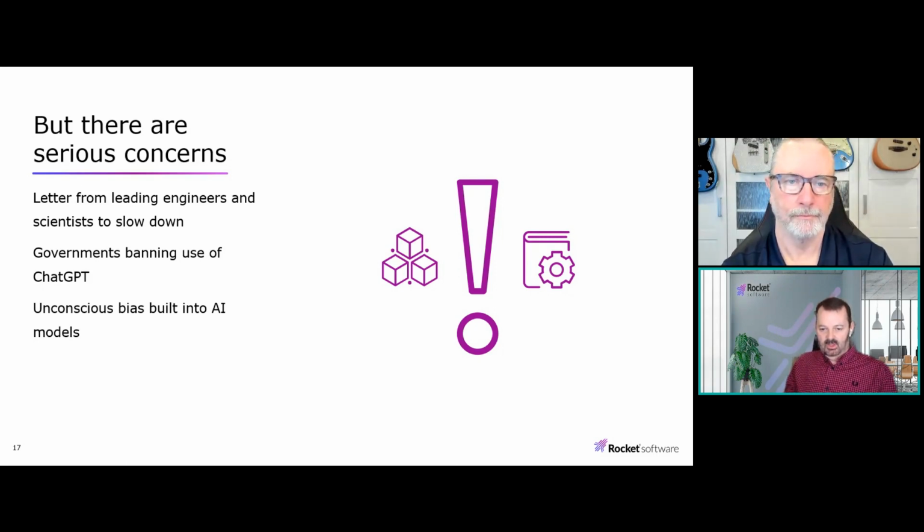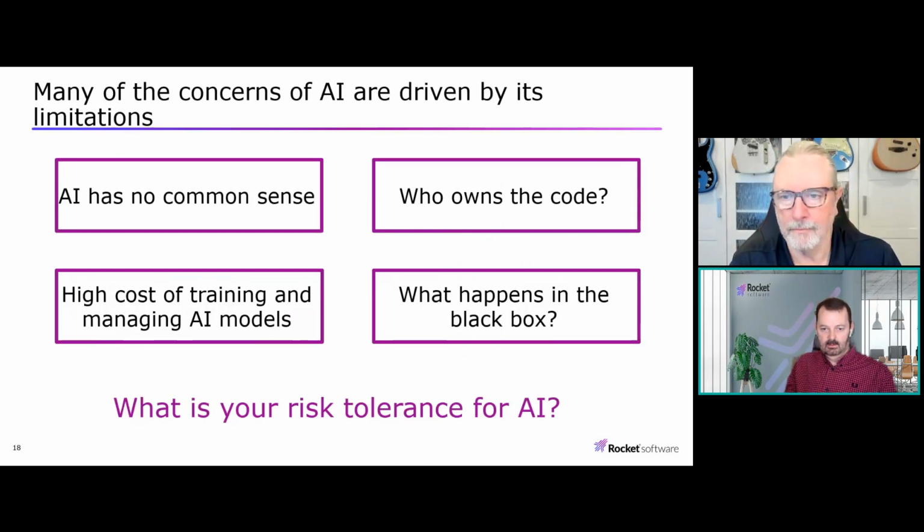AI is the result of huge amounts of data. It's becoming obvious that governance around what data we use to train AI and how we manage that data is essential. And if we're not really careful, we risk a massive PR disaster. Now, most of the concerns towards AI are driven by the limitations of the technology. Specifically, AI has no common sense. It cannot understand the context and meaning, which can lead to errors and misinterpretations.